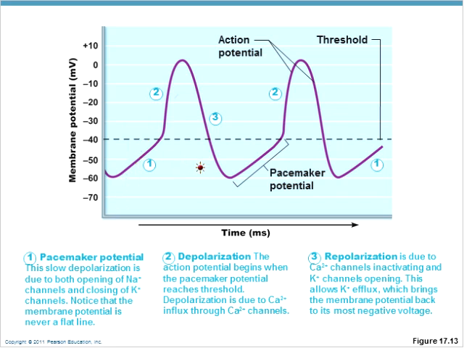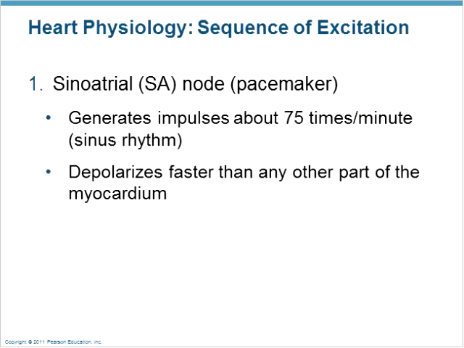Depolarization: the action potential begins when the pacemaker potential reaches threshold. There it is right there, reaches the threshold. And then the depolarization is due to calcium influx through the calcium channels. And then finally, repolarization is a process where the calcium channel is inactivating and the potassium channel is opening. This allows potassium efflux, which brings the membrane potential back to its original state, and so the heart is triggered again, or recocked again.